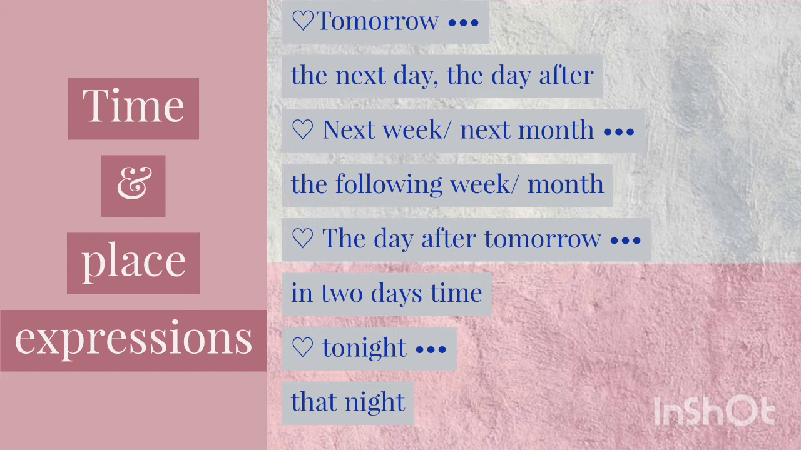Tomorrow becomes the next day or the day after. Next week or next month becomes the following week or the following month. The day after tomorrow becomes in 2 days' time, and tonight becomes that night.